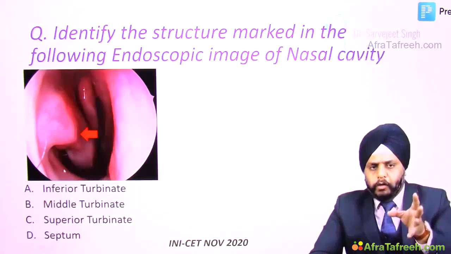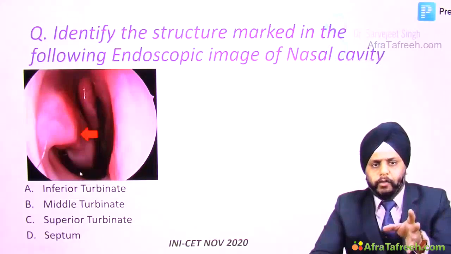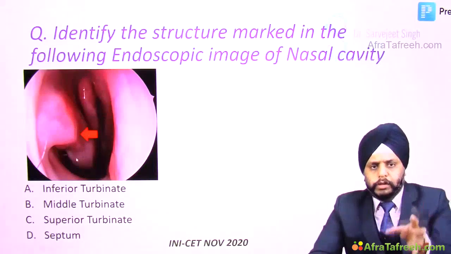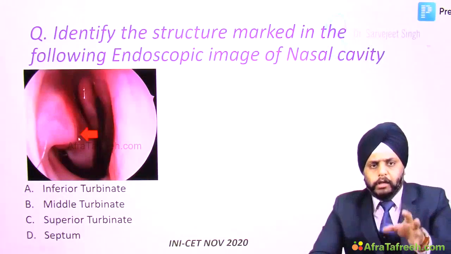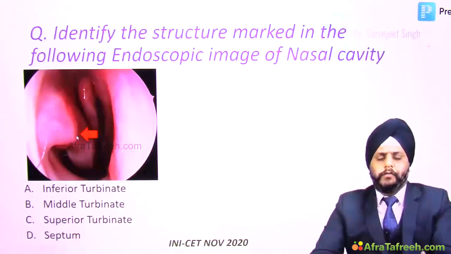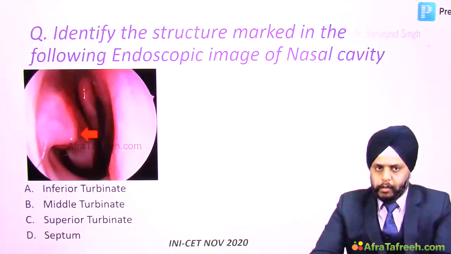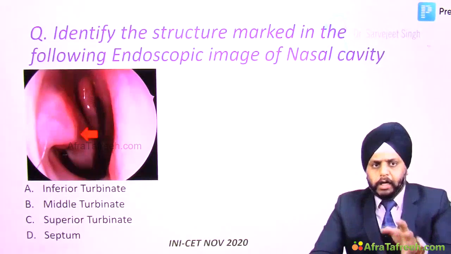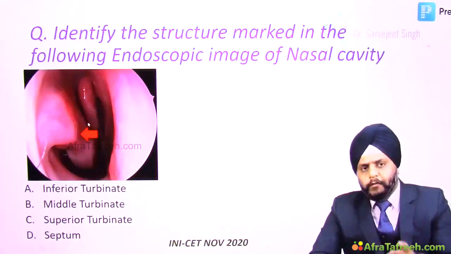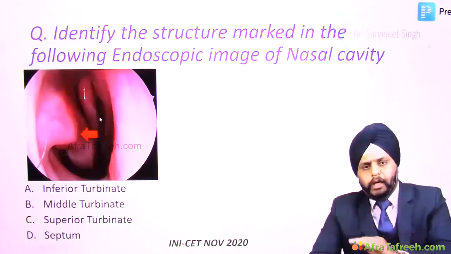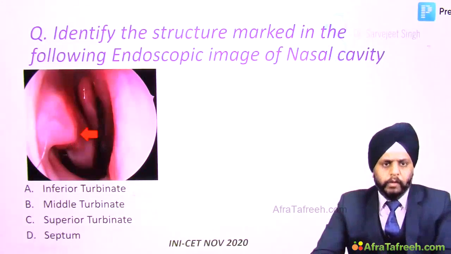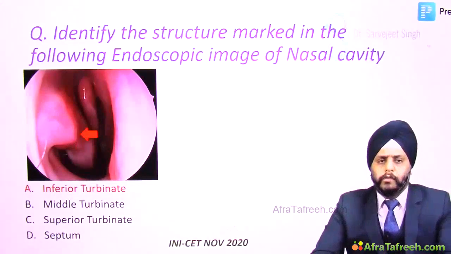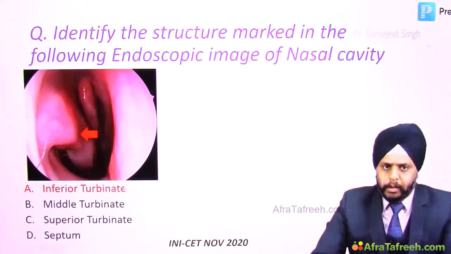You can see the endoscope is at the floor. This is the lowermost turbinate. You can see the anterior end of this turbinate, the lowermost turbinate, so therefore this is the inferior turbinate. Behind that I can see the middle turbinate. If I go a little ahead, I can probably see the superior turbinate also. So this was a pretty simple question. The answer to this was inferior turbinate.